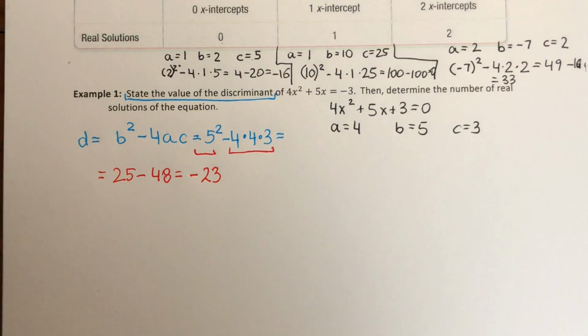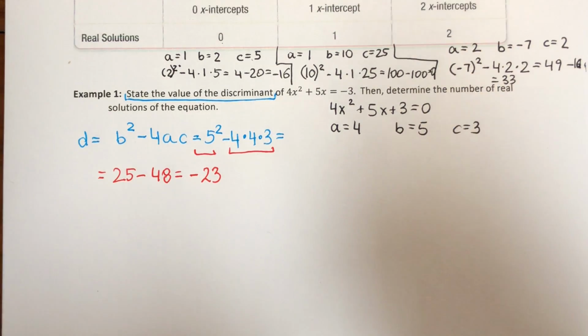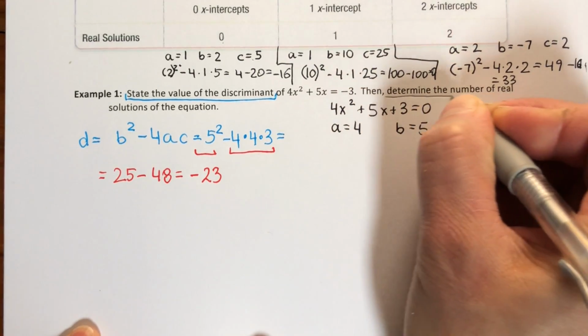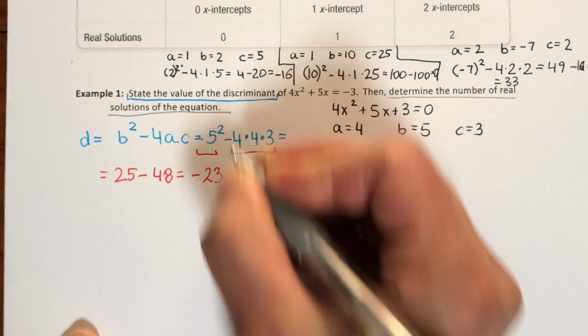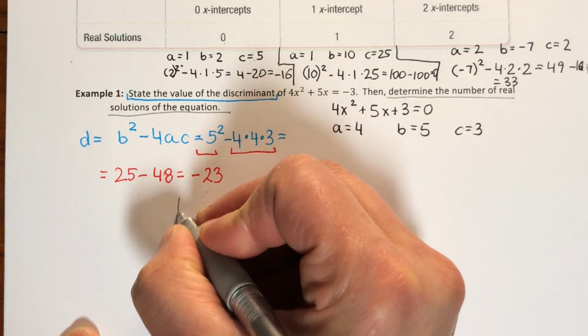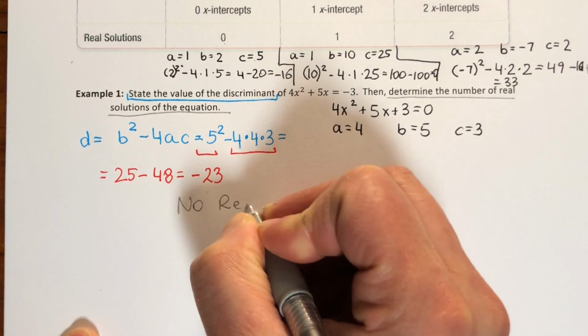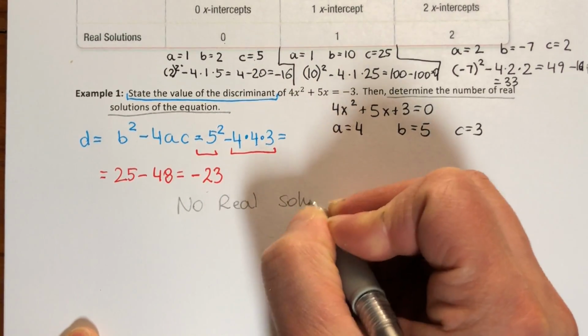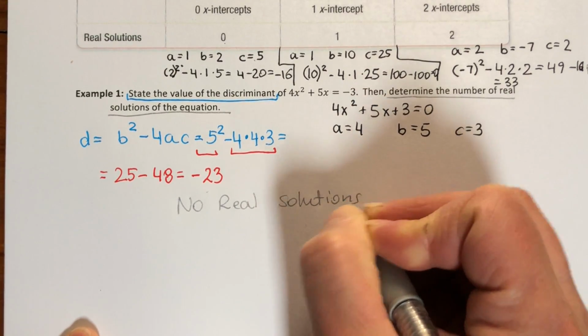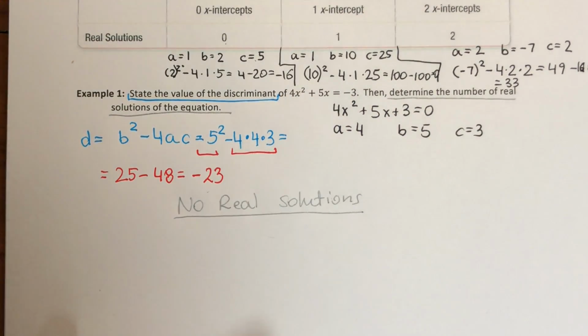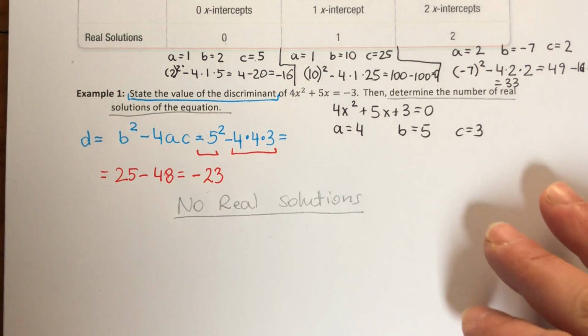All right, so we got our discriminant. Our discriminant is a negative number. So we answer the first part of the question. And now what we need to do is decide how many solutions we have. This is the second part of the question. Because the discriminant is negative, there are no real solutions. Okay, this question had two parts. We answered both of them.